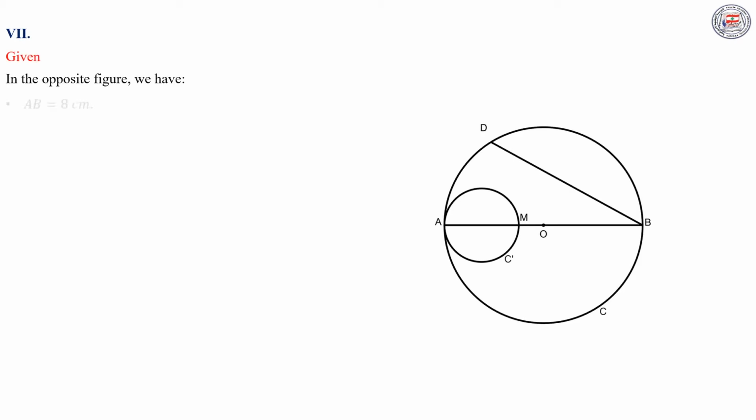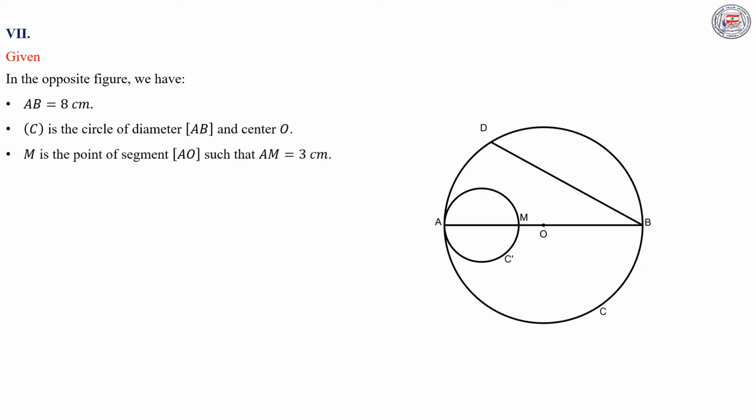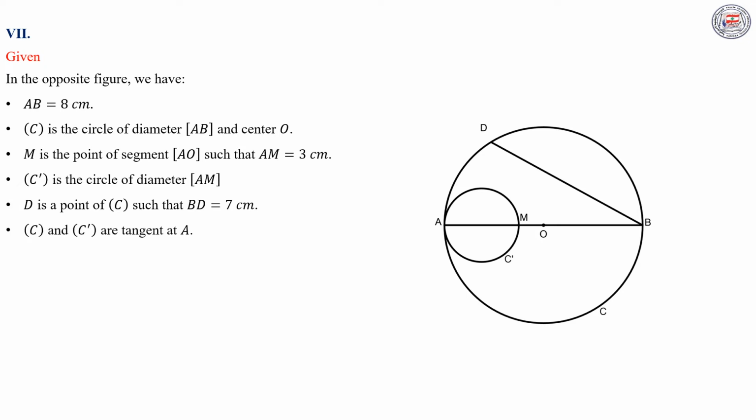In this exercise, in the given, we have in the opposite figure AB is equal to 8 centimeters, C is the circle of diameter AB and center O, M is the point of segment AO such that AM is equal to 3 centimeters, C prime is the circle of diameter AM, D is a point of the circle C such that BD is equal to 7 centimeters, C and C prime are tangent at A. In part 1, we have to reproduce the figure.